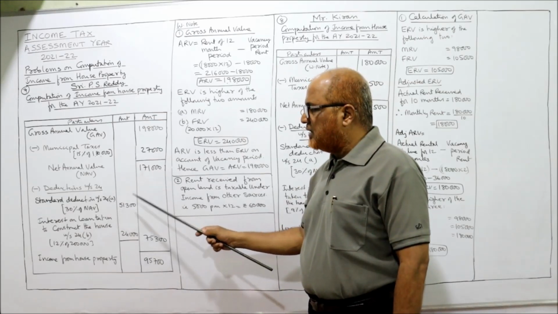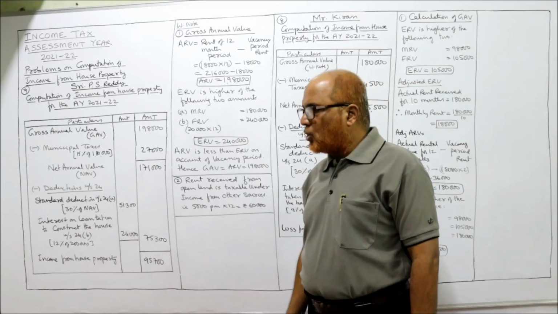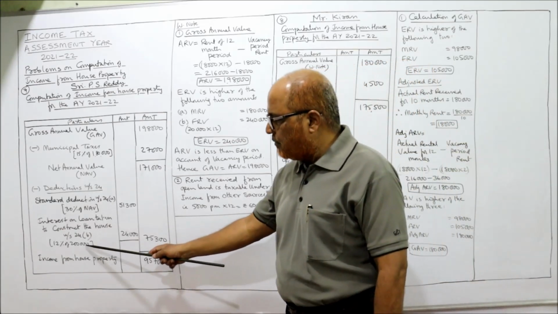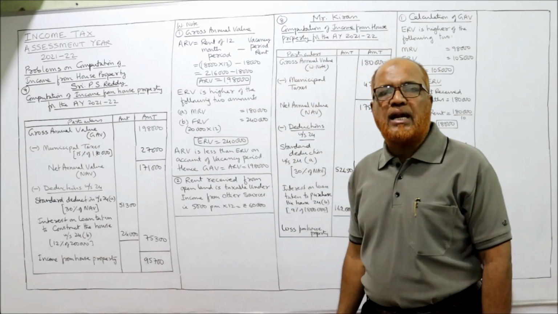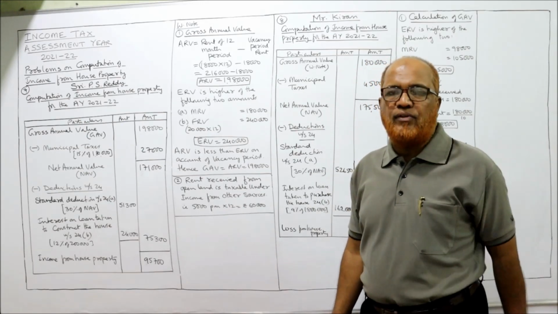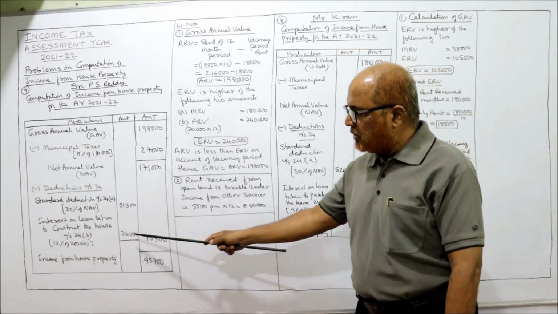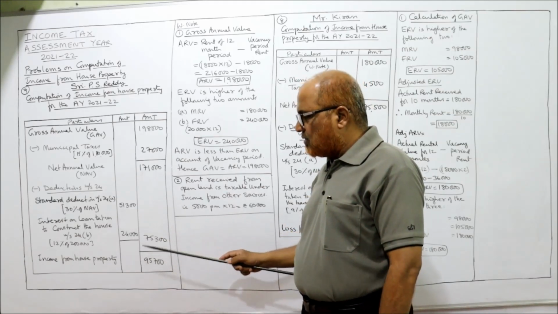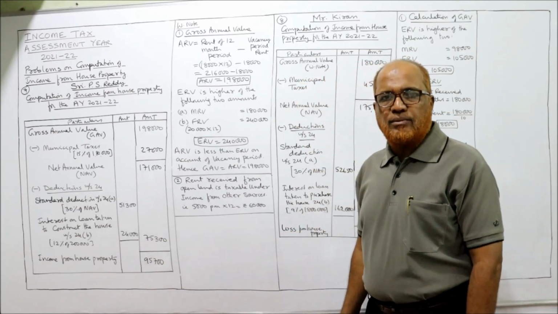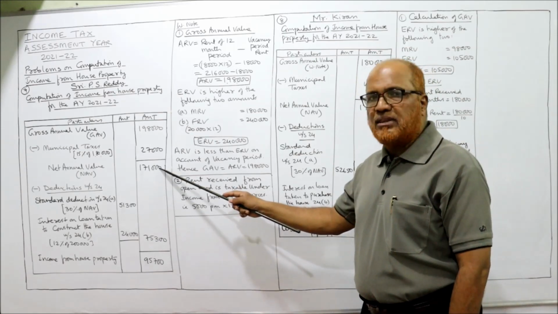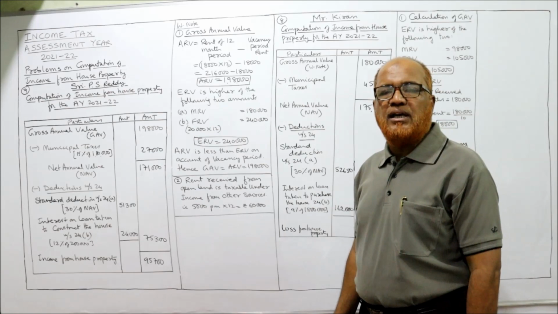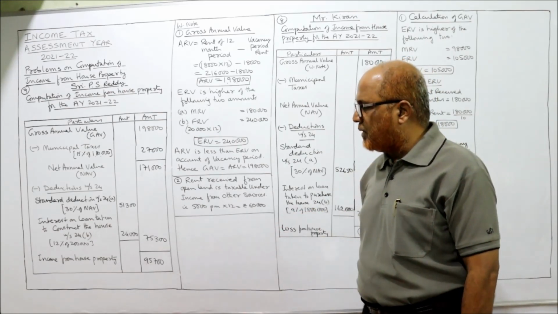30% of 1,71,000 is 51,300. Interest on loan taken to construct the house under section 24(b) is given in the problem: 2 lakh rupees loan amount outstanding at 12% rate of interest, 24,000. Take the total, 51,300 plus 24,000, 75,300 is the deduction. Now deduct: 1,71,000 minus 75,300, 95,700 is the income from house property.